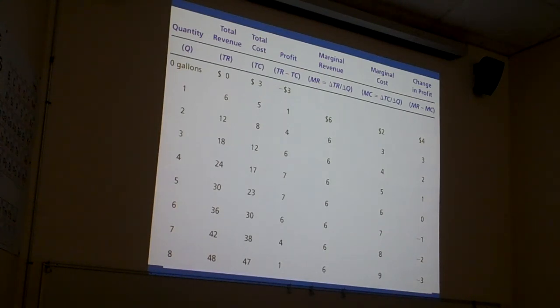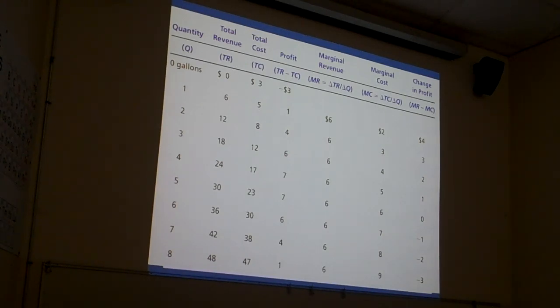Marginal revenue from selling the next unit is $6. The marginal cost is $3, the difference between here and here. And then the change in profit is an additional $3. It goes from here to here. Now, here's what's important.